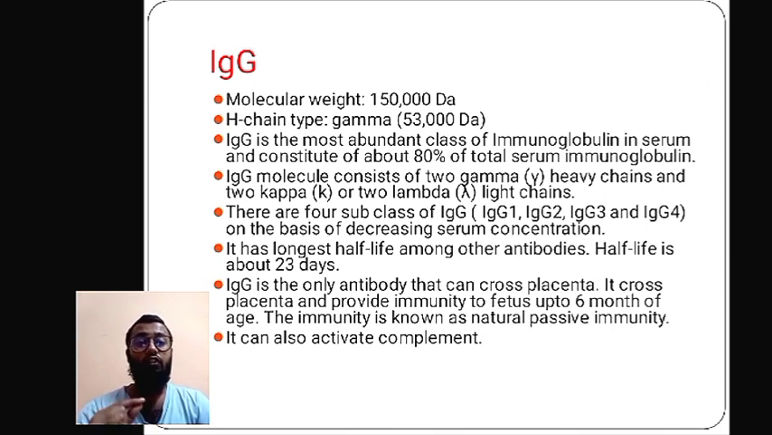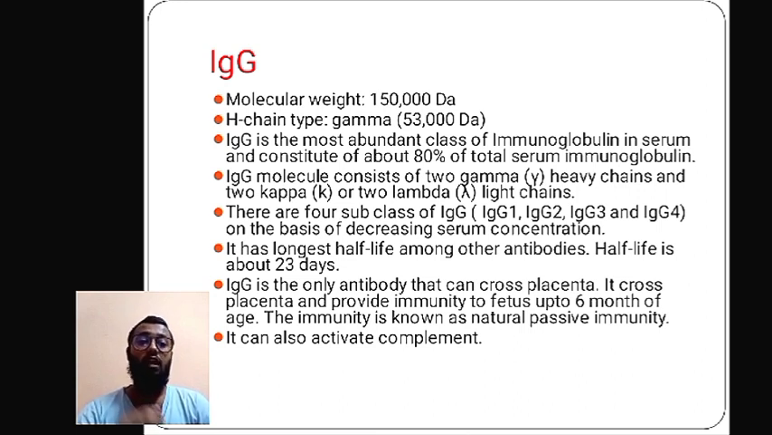So why on the basis of decreasing serum level, students? Because the number of IgG1 is high, then the number of IgG2 is lower, so on the basis of the decreasing amount of the immunoglobulin G subtypes in the serum, these subtypes are divided. The highest number is IgG1 and the lowest is IgG4, or it varies from person to person or animal to animal. It has the longest half-life among the other antibodies.